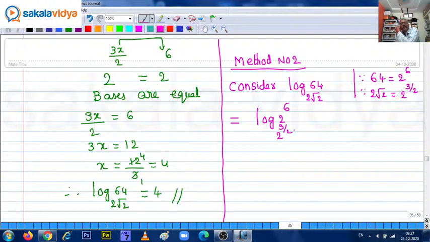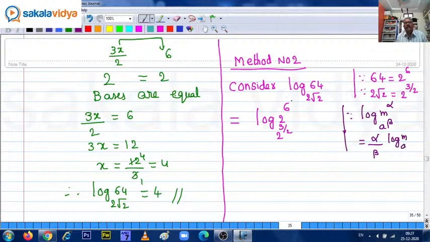Okay. So we have one important formula. I will give it. Log m to the power of alpha to the base a to the power of beta, we can write as alpha by beta log m to the base a. Here alpha means 6, beta means 3 by 2. So this we can write as 6 divided by 3 by 2 into log 2 base 2.